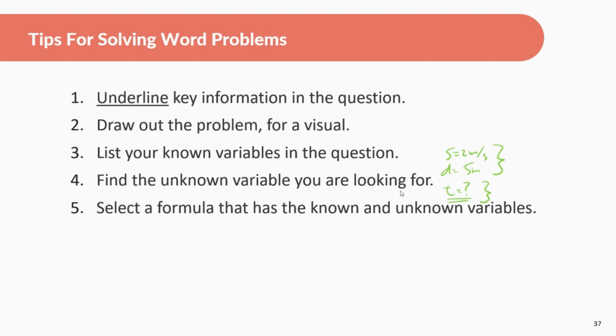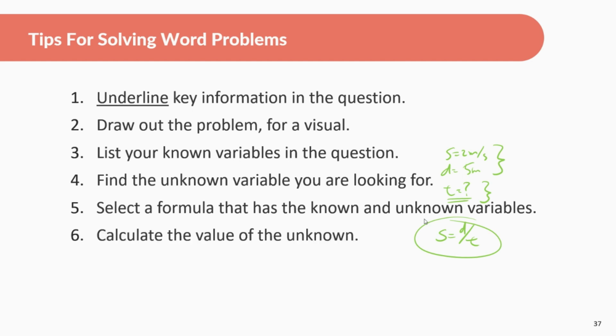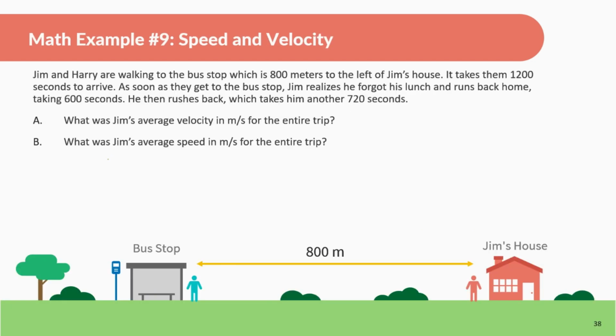5. Select the formula that has the known and unknown variables. So it's like, okay, we're using the formula speed equals distance over time to solve this. All right, so this is the key. Make sure you do this. A lot of times students love taking shortcuts, but it's only going to bite you if you do that. All right, here we go. Calculate the value of the unknown. Okay, so let's look at this example and try to implement those tips.